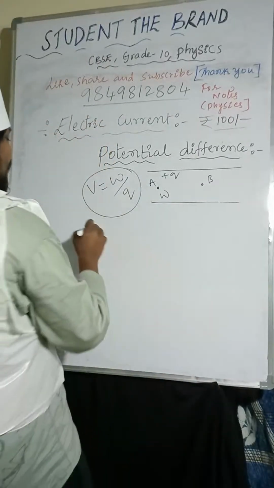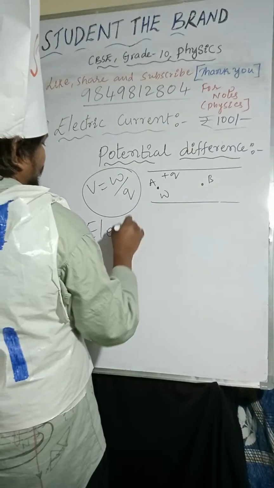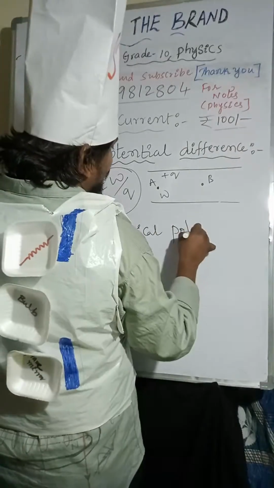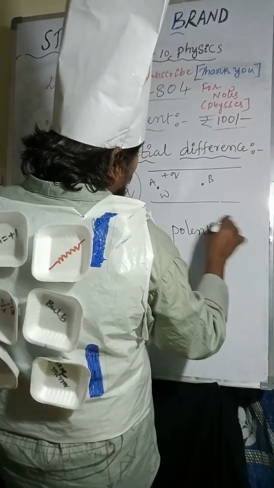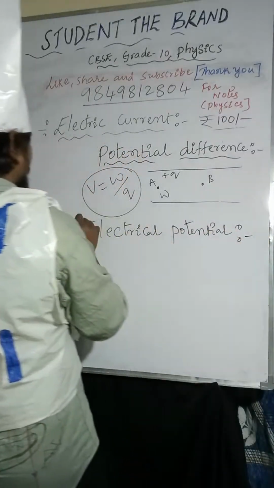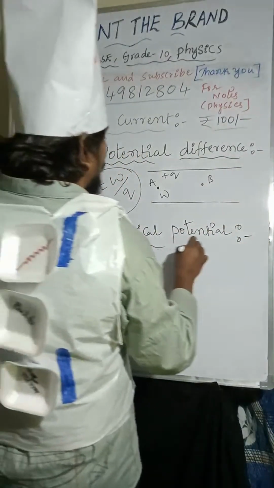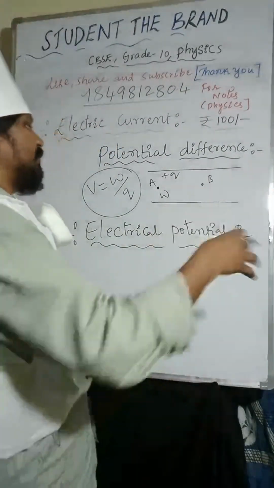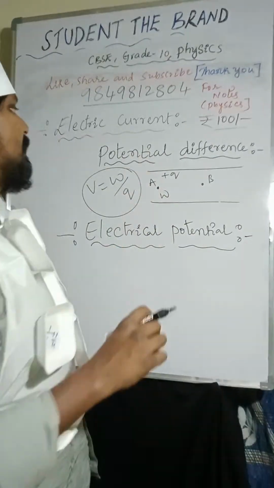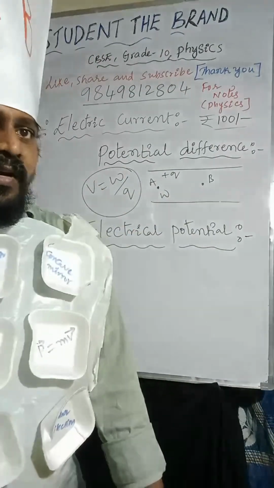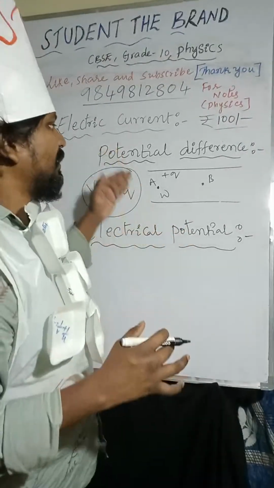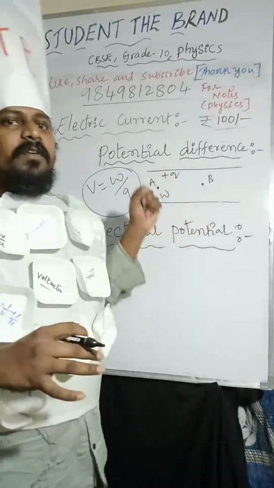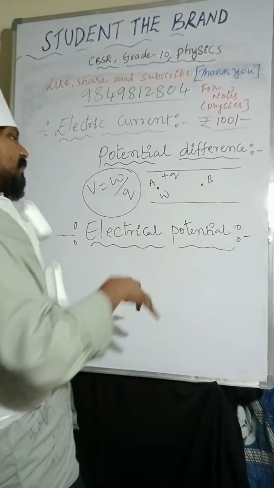So coming to electrical potential. Electrical potential is nothing but work done to bring unit positive charge from infinity to the required field. Potential difference is nothing but we are doing some work to bring unit positive charge from one point to another point within the conductor. Electrical potential is nothing but work done to bring unit positive charge.